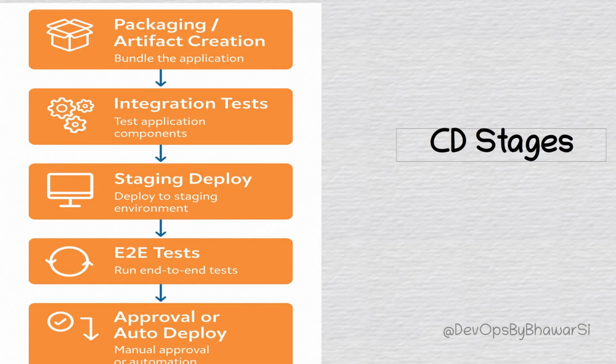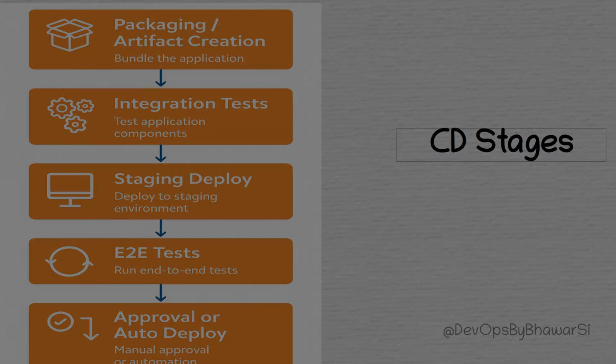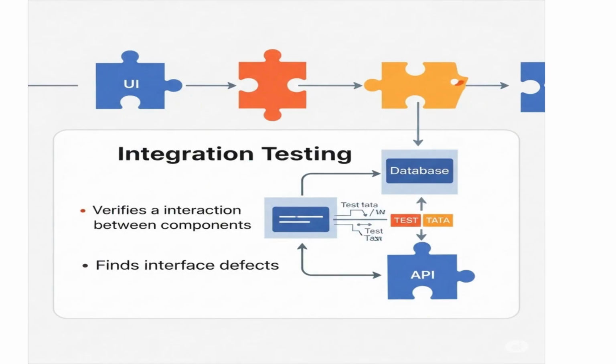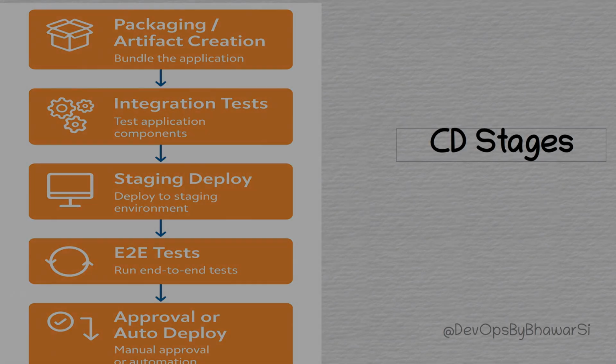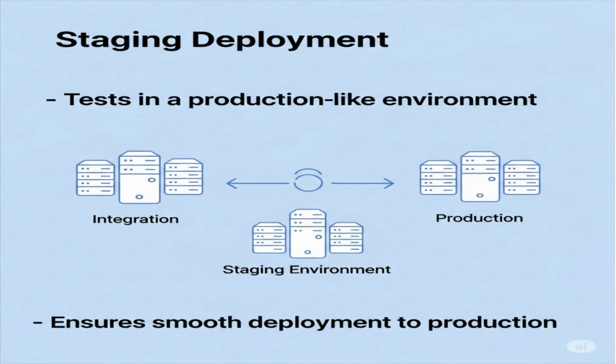Next up is integration testing. This is where components that already passed unit tests are now tested together. For example, API plus database or front-end plus back-end, making sure they work correctly as an integrated system. After that, we move to staging deployment. This means we're deploying the code to a pre-production environment for final checks, a dry run before production.